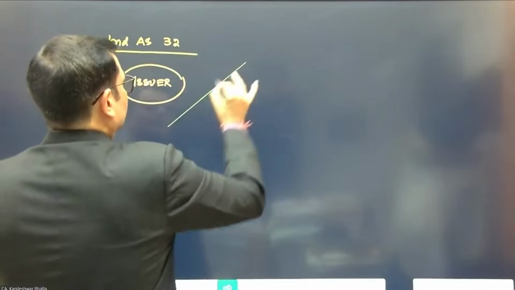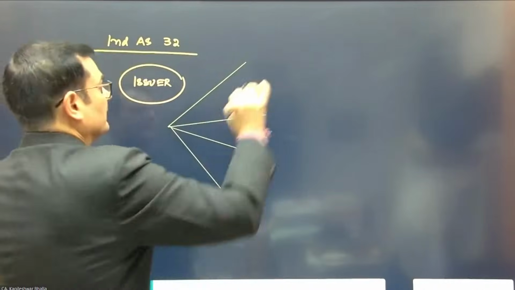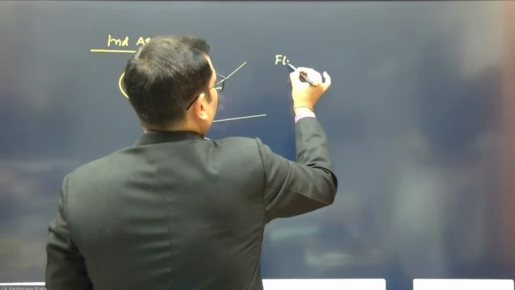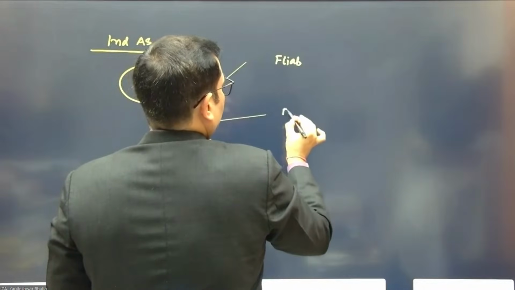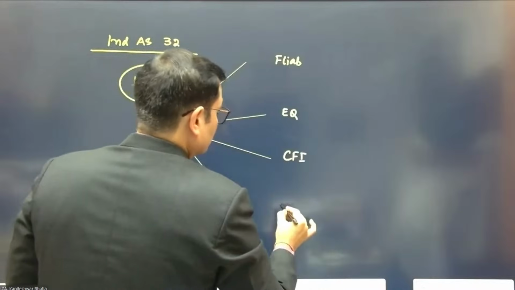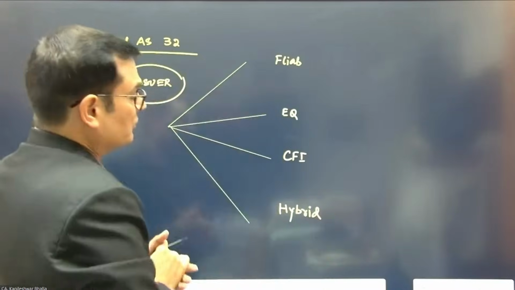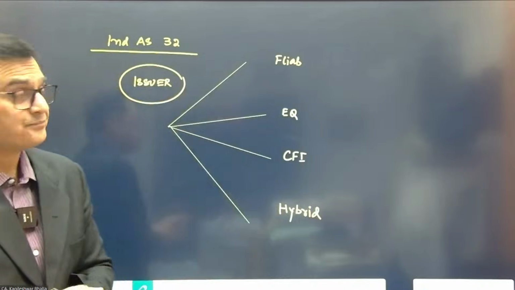Now, we have seen from the issuer point of view that there are basically four kinds of instruments. One is what you call a financial liability. One is what you call an equity instrument. One is what you call a compound financial instrument. And the other one is what is called a hybrid instrument. So this is what we have seen so far.